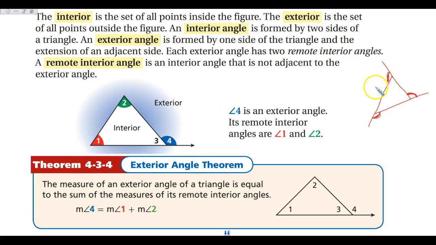It doesn't matter which side you extend, I can extend either one of them to get an exterior angle. So for example, instead of extending this side, I could have extended this side and had this be an exterior angle. It's going to be the same. It's not going to matter which one you pick. There's a relationship between the exterior angle here and what we call remote interior angles.